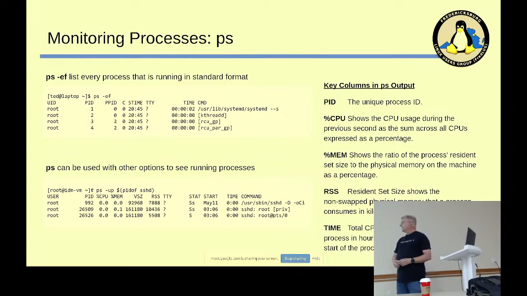Yep, and when you run these commands with the switches on them, some of the extra columns that show up: CPU percent, which shows the CPU usage during the previous second as the sum across all CPUs; the memory ratio that's being used; resident set size; and time. Time is important to watch because that'll show you how much CPU time has been used.